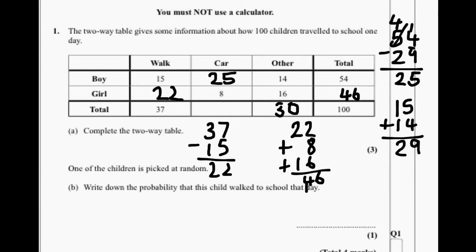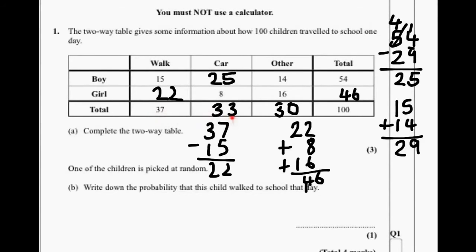And then all I need to do is work out from here what the total is down here. So 25 add 8 is of course 33. And I'm just going to double check by looking along this row. 37 add 33 is 70, add 30 does make 100. Excellent. So now on to part B.